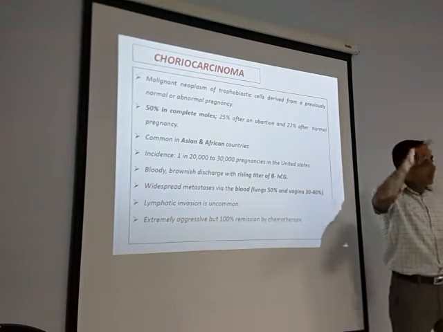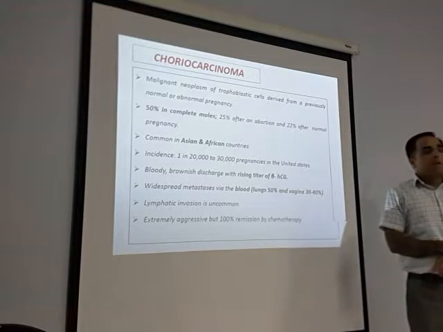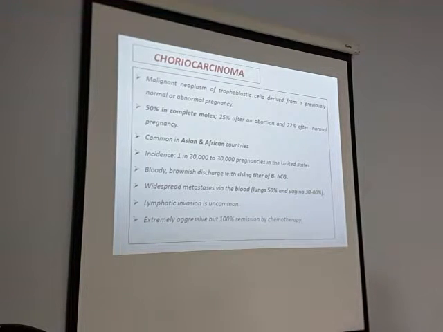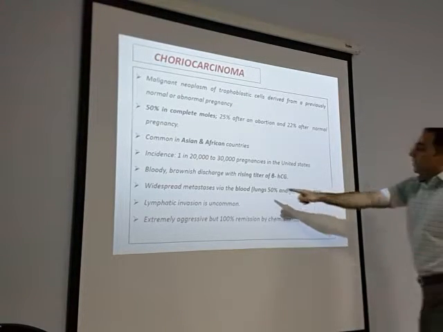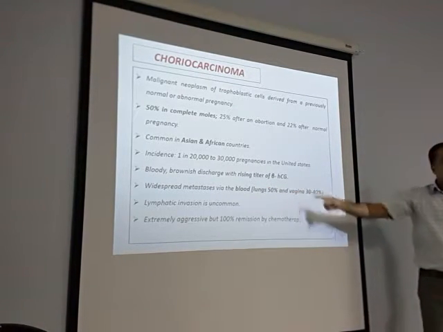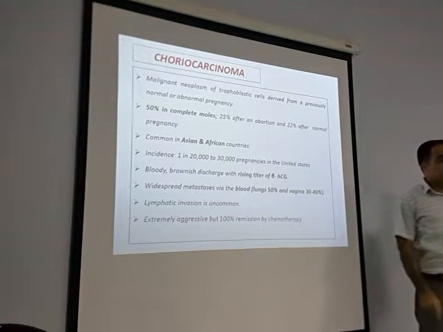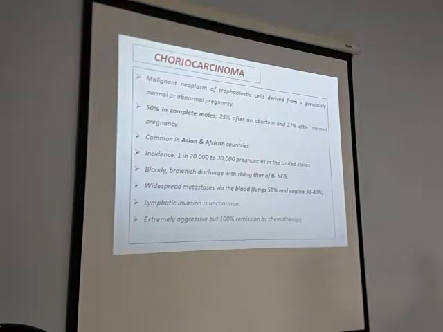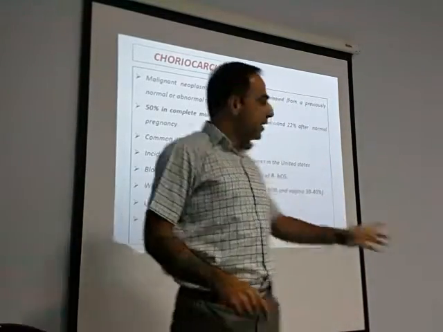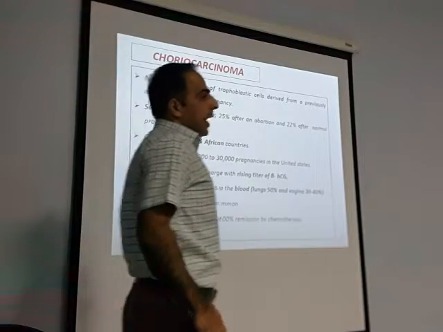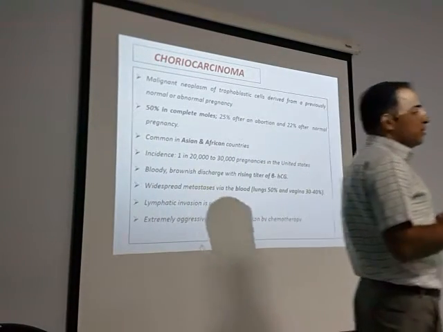Rising means increasing. And choriocarcinoma is prone to hematogenous spread. It spreads through the blood vessels, and it spreads very fast. So it spreads via the blood to the lungs 50%, goes to the vagina 30 to 40%, and to the other parts of the body. But the dominant mode of spread is via the blood. Lymphatic invasion is uncommon. And this is an extremely aggressive tumor.